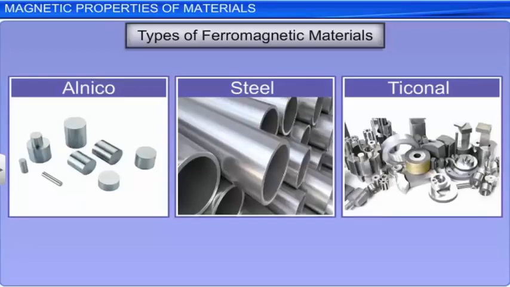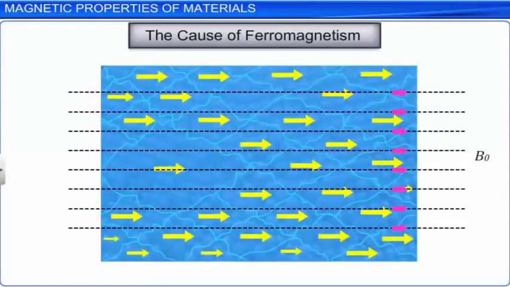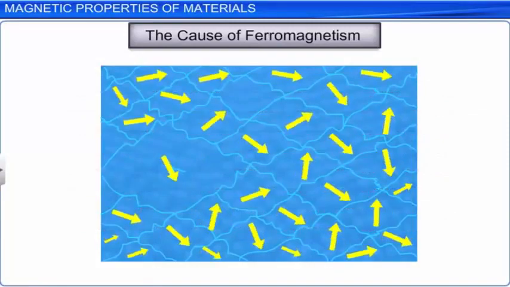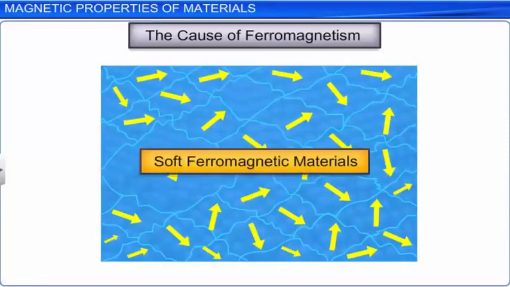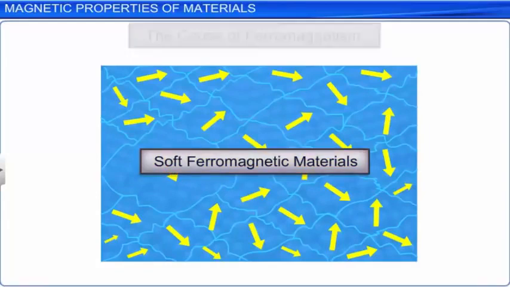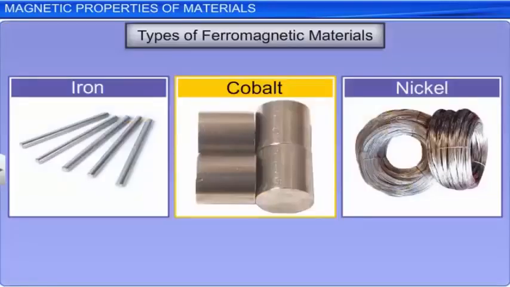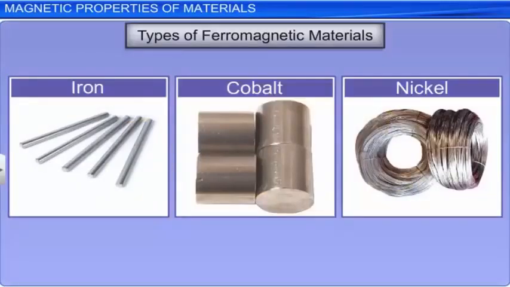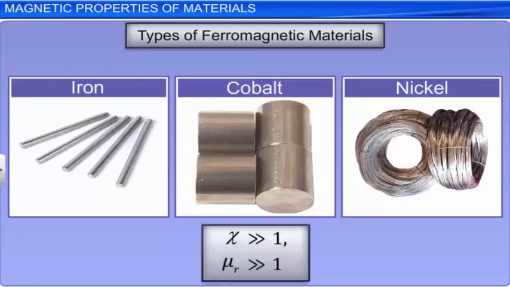These materials are used to prepare permanent magnets. There are some other materials which can lose their magnetization when the external magnetic field is removed. These materials are called soft ferromagnetic materials, and they are used to prepare temporary magnets. Iron, cobalt, nickel, etc. are the examples of soft ferromagnetic materials. The magnetic susceptibility of ferromagnetic materials is positive and very much greater than 1. The relative magnetic permeability of these materials is also positive and very much greater than 1.